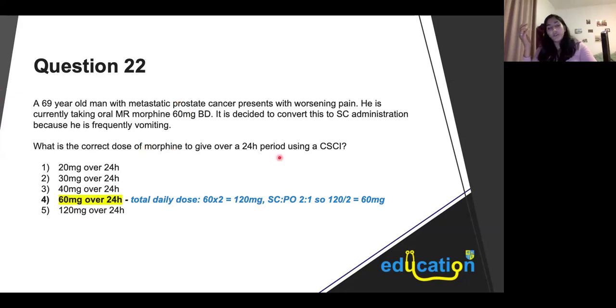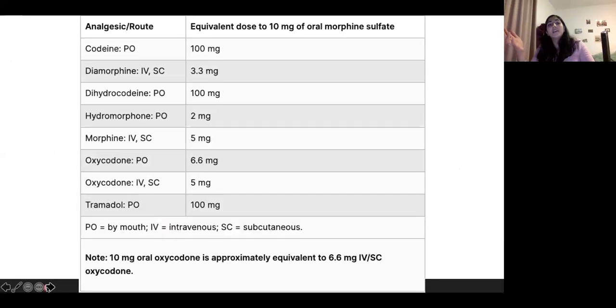So this one's saying 24 hours, and across 24 hours, because it's twice a day, it's 120 milligrams. So it's 120 divided by 2, so it's 60 milligrams, which you guys all got correct. So not a problem. This will come up. It will be very relevant for you to practice this for your prescribing safety exams in January next year and stuff like that.